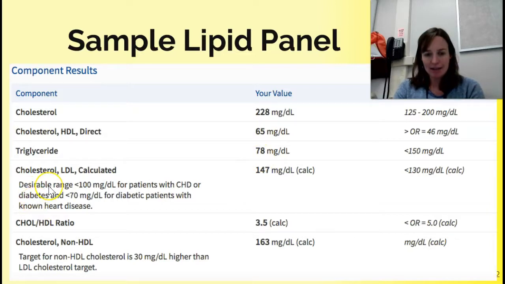Cholesterol, LDL, low density lipoprotein. That's 147. They want it to be less than 130. So guess what? Even though they have high HDL, they do have elevated LDL too. So they might want to look into their diet or lifestyle changes, maybe adding some exercise, decreasing the amount of saturated fat in their diet, and eating more vegetables, things like that. Just changing their lifestyle to try to get that LDL down to a better amount, because chances are it is building up plaques in their arteries, to some scale.